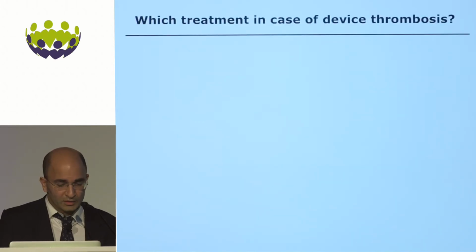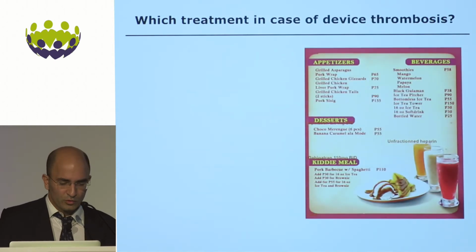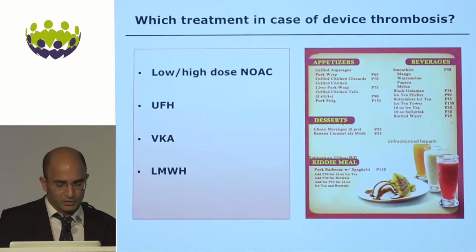So which treatment now in case of device thrombosis? It's rare, but it can happen. Now you have to look at the menu. You have very different options. You can give low or high dose NOAC. You can give unfractionated heparin. You can give vitamin K antagonist. You can give low molecular weight heparin.